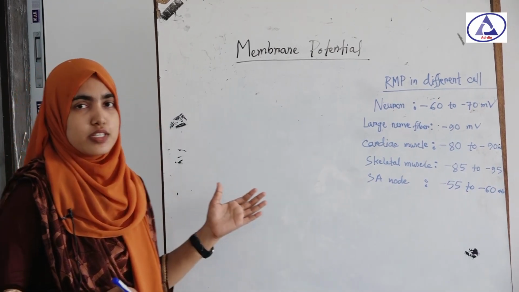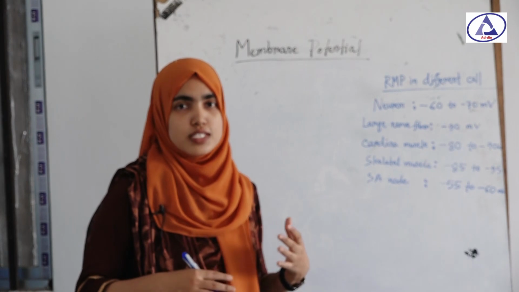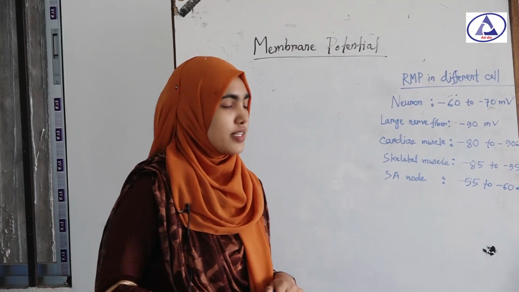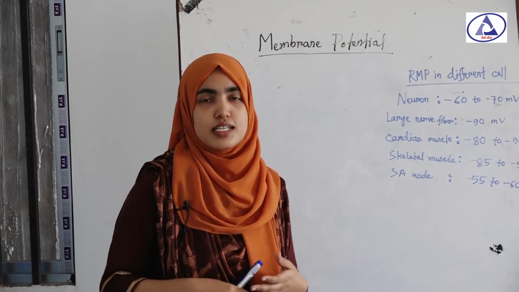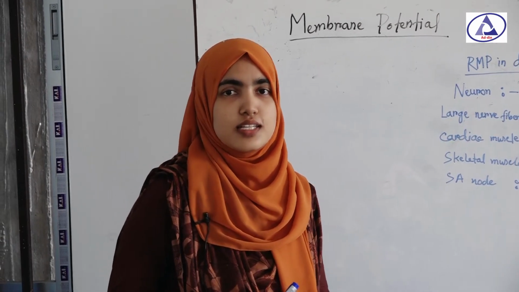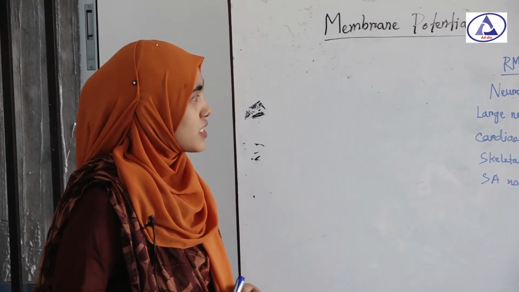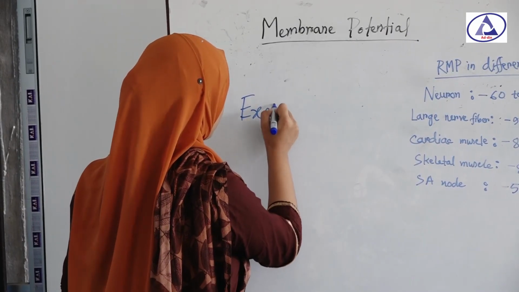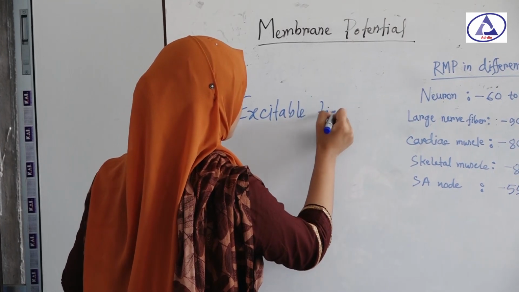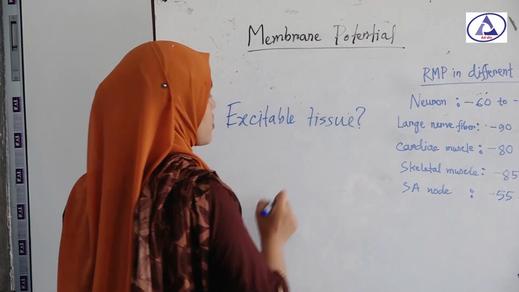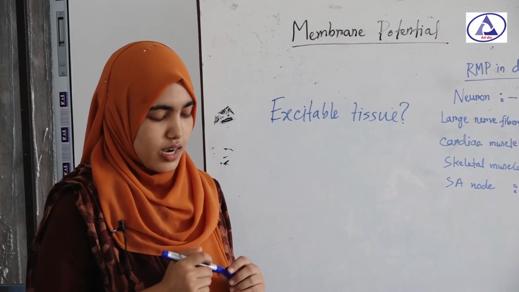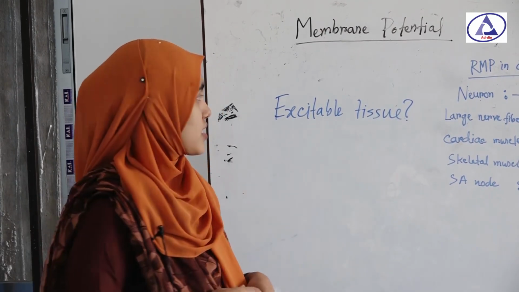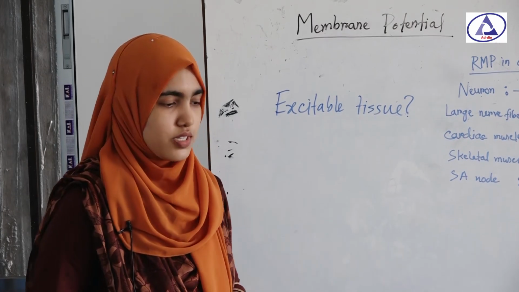So this electrical potential exists across the membrane of all cells of our body. But there are some cells or tissues of our body that can generate rapidly changing electrical potential or electrical impulse that transmit across their membrane. Now the question is, what are those excitable tissues? Nerve and muscle tissues are excitable tissues. These tissues can generate rapidly changing electrical potential that is called action potential.